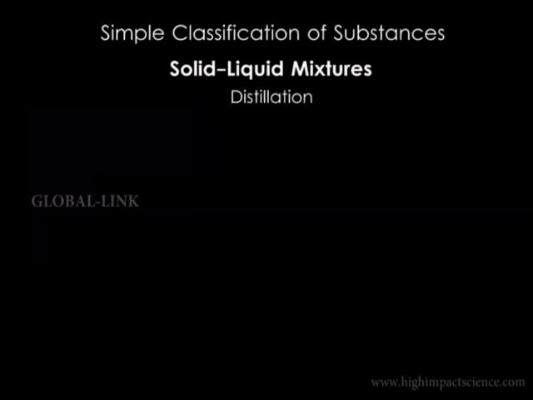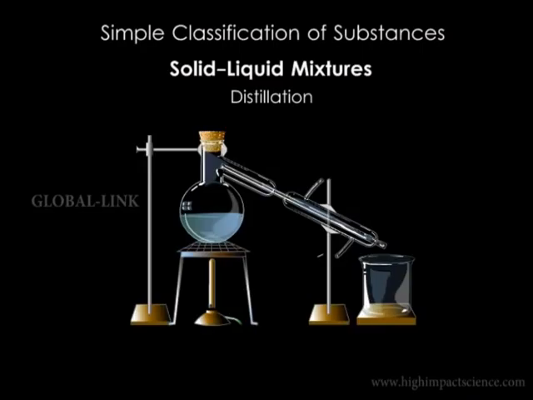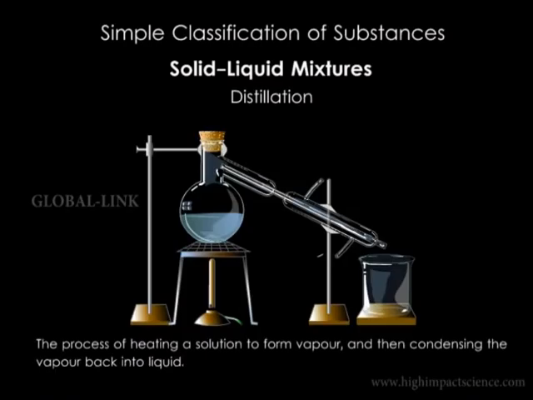Distillation. Now, in evaporation, only the solute is obtained after separation. Distillation is a separation method for a solution in which both the solute and solvent are obtained. It is a process of heating a solution to form vapor and then condensing the vapor to form liquid. It is used to separate two or more substances in solution or for purification of water.